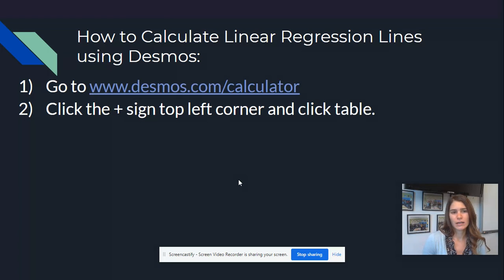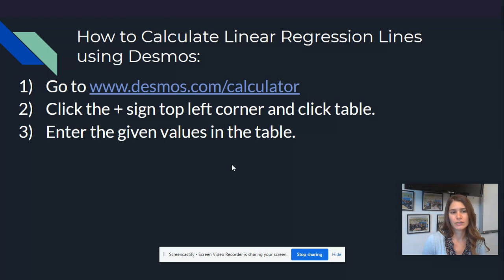Then you're going to click the plus sign in the top left corner, and you're adding a table. I will be showing you guys a demonstration on how to do this. I just want you to have these steps in your notebook so that we can have something to reference when you are taking this and doing this on your test. So enter the given values in the table.